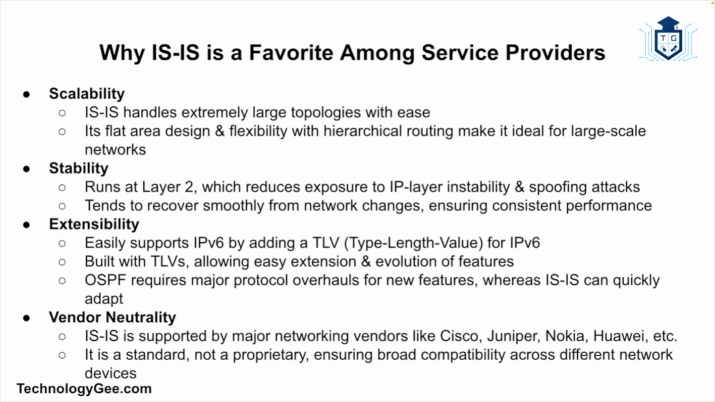Another benefit is extensibility. If you want support for IP version 6, you can just add a TLV, or a type length value, for IP version 6. ISIS is built with TLVs, which make it easy to extend and evolve. OSPF, by contrast, often requires major protocol overhauls for new features. And then ISIS is vendor neutral, so it is supported by all the major networking vendors like Cisco, Juniper, Nokia, and others. Basically, it's a standard and not a proprietary protocol.